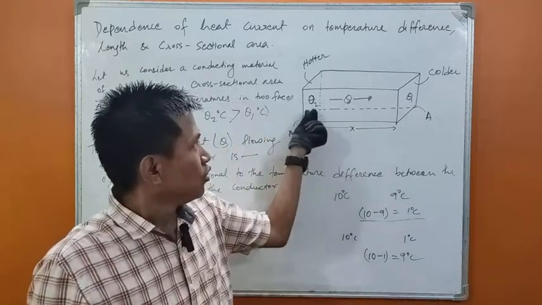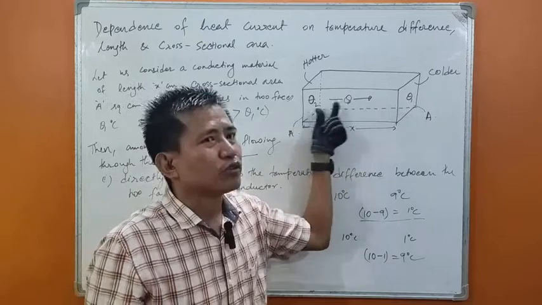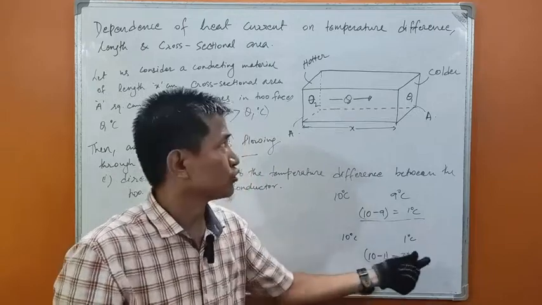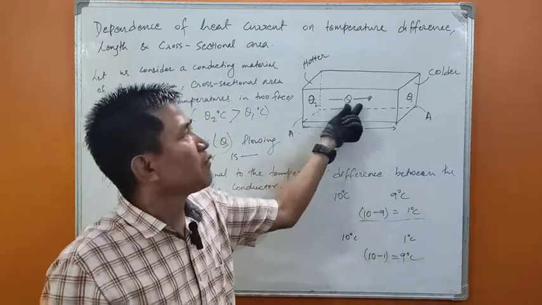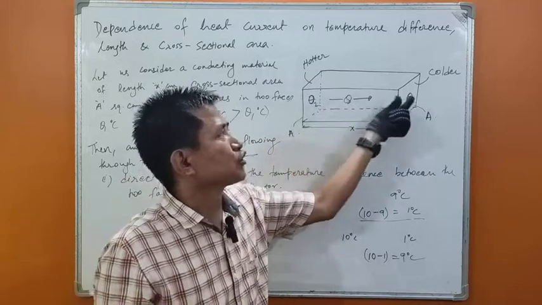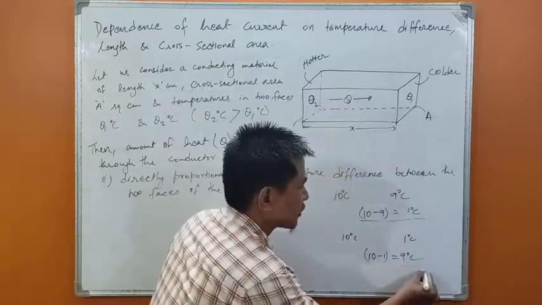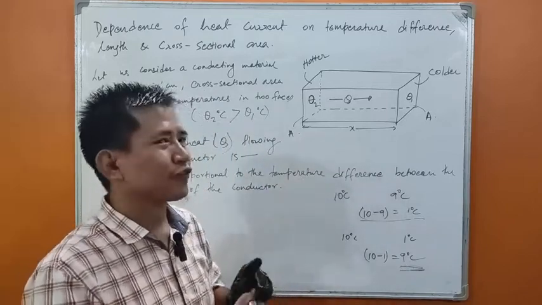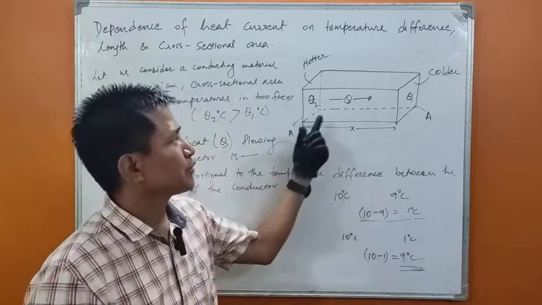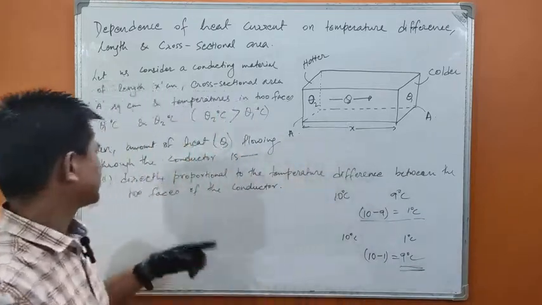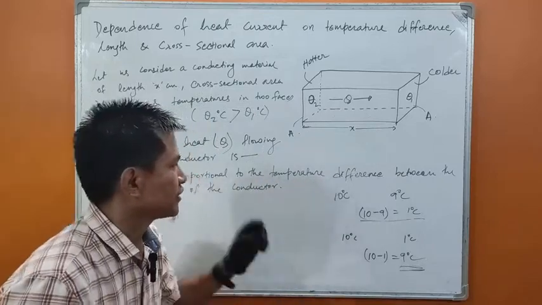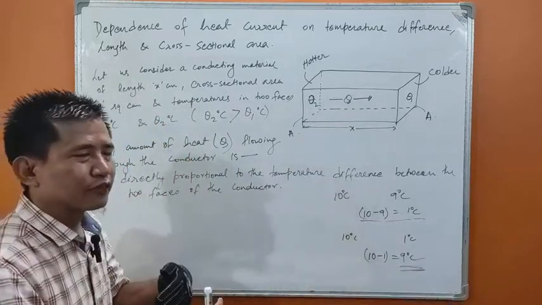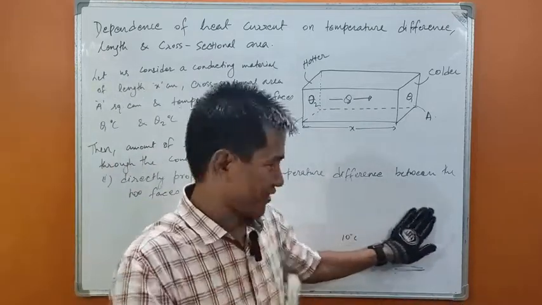So to become equal temperature in both the faces of this conductor, the 9 degrees Celsius temperature difference should become 0, isn't it? So a greater amount of heat needs to flow from the hotter surface to the colder surface so that the difference of temperature of 9 degrees Celsius becomes 0. Are you getting me? So more the temperature difference, more amount of heat will flow. Lesser the temperature difference, less amount of heat will flow. That means directly proportional to temperature difference. Directly proportional means more the temperature difference, more amount of heat will flow. Less the temperature difference means less amount of heat will flow. You got this, isn't it?